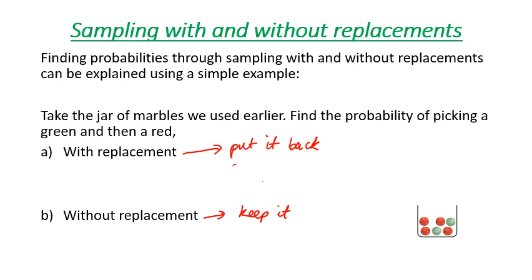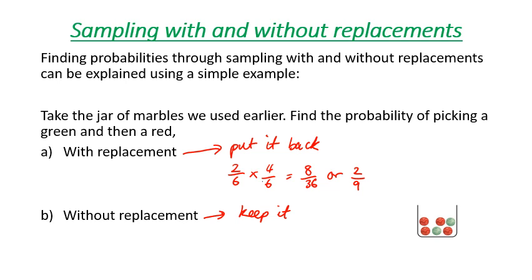So we've got 2 in 6. And then a red. We're going to put it back, so that gives us 4 in 6. Which gives us 8 over 36. Which we can cancel down by dividing both by 4. Which gives us 2 over 9.